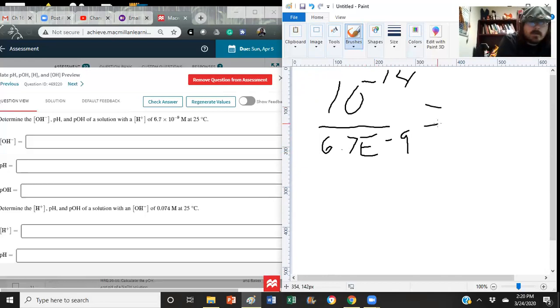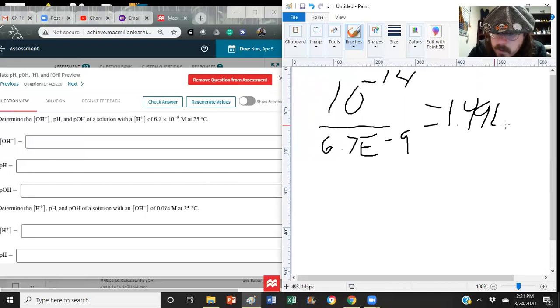Since this is a really small number, that means the result will be a bigger number. So we find that, we get 1.49 E negative 6. Hopefully you'll agree that 1.49 E negative 6 is a bigger number than 6.7 E negative 9.